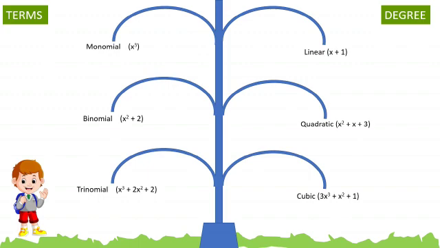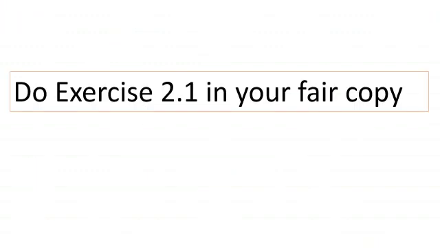Now, if the degree of the polynomial is 3, then it is known as a cubic polynomial. Here we can see 3x cubed plus x square plus 1. In this case, the highest power of the variable is 3. So if 3 is the degree of a polynomial, then it is known as a cubic polynomial.